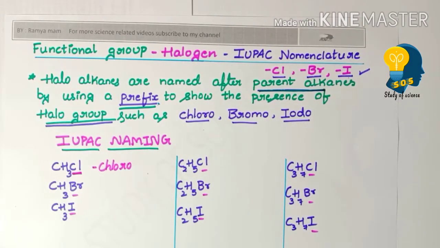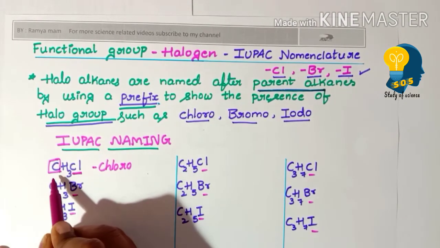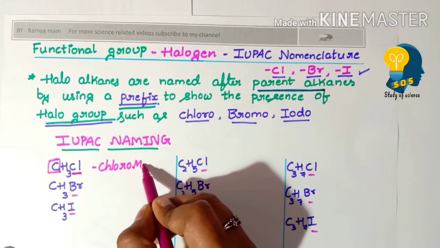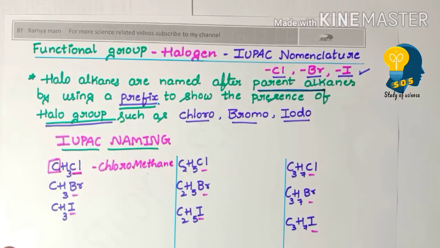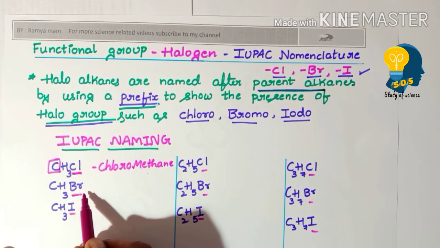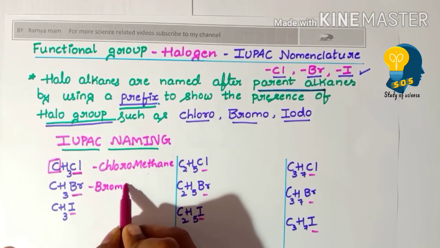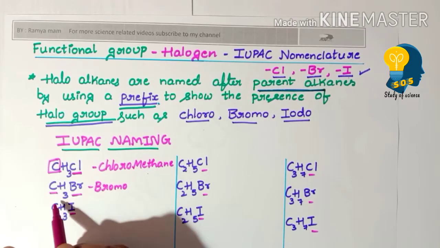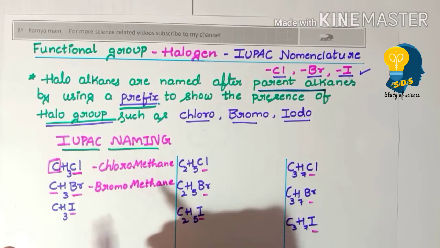Then we look at the number of carbon atoms present in the formula. How many carbon atoms are present? One. One means it is meth, so it is methane. It is chloromethane. Next, look at the functional group. The functional group has to be written as a prefix. Br means it is bromo. How many carbon atoms again? One carbon atom, so it is methane. So it is bromomethane.